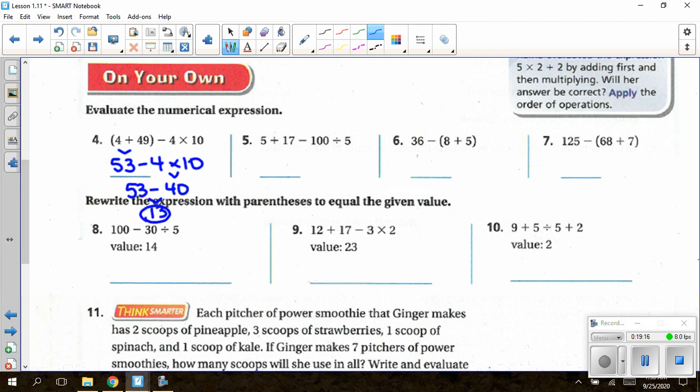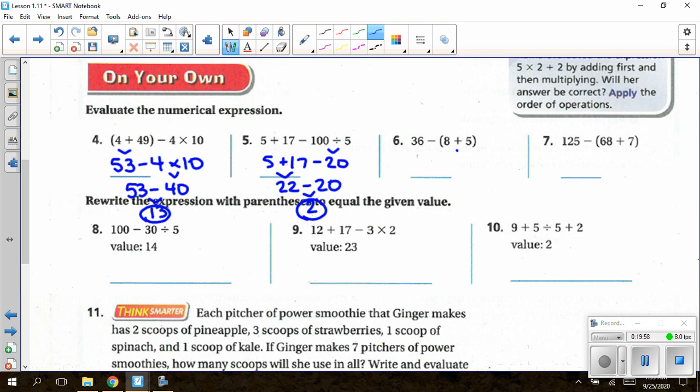So at this point, I would like for you to pause, try 5, 6, and 7 on your own, and then unpause the video and check your answers with mine. So for number 5, you do need to divide first. So 100 divided by 5 is 20. Rewrite everything that you did not work with. And then my next step would be to add 5 plus 17 to give me 22. And finally, when I subtract, I would get the answer of 2.